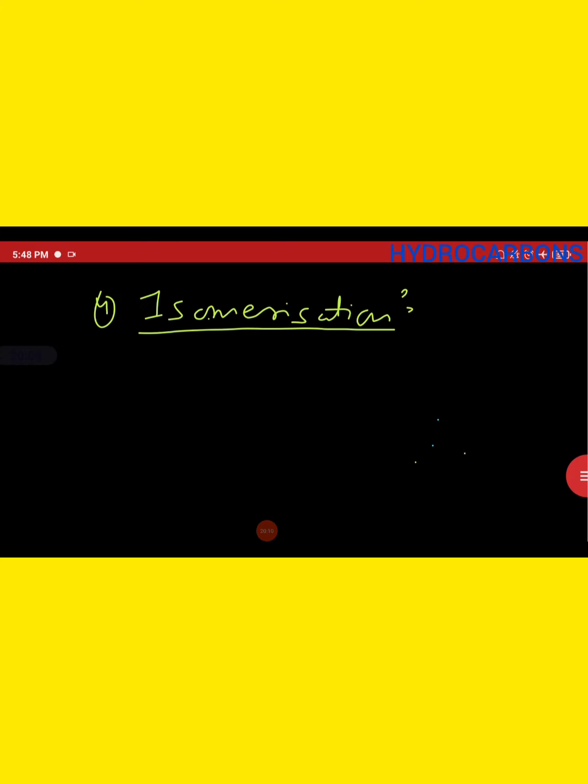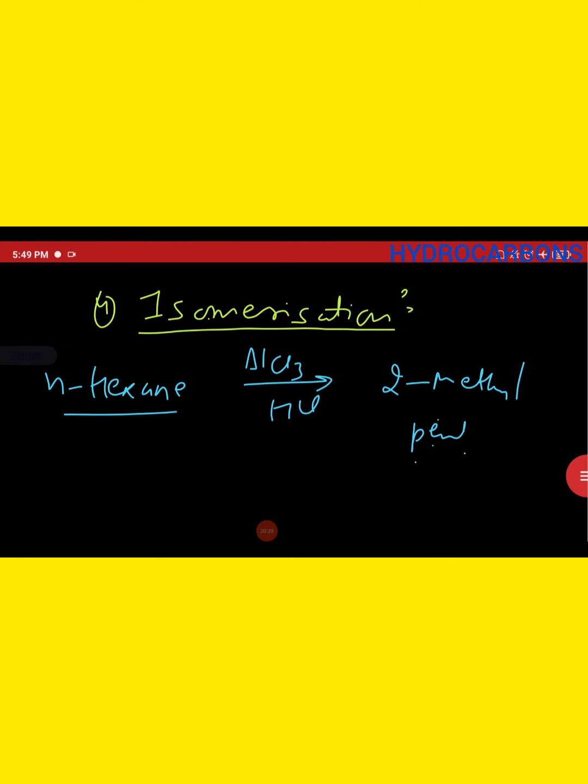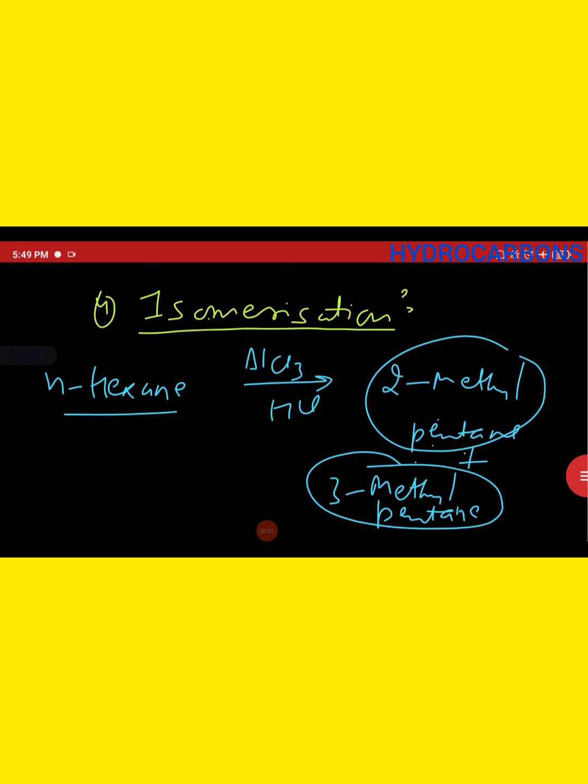Next is isomerization in alkanes. When alkanes are heated in the presence of anhydrous aluminum chloride and HCl gas, let us take n-hexane, this is the alkane, then it gives rise to branched chain alkanes. So 2-methylpentane and 3-methylpentane are formed. So both the compounds have the same molecular formula, but their structures are different.